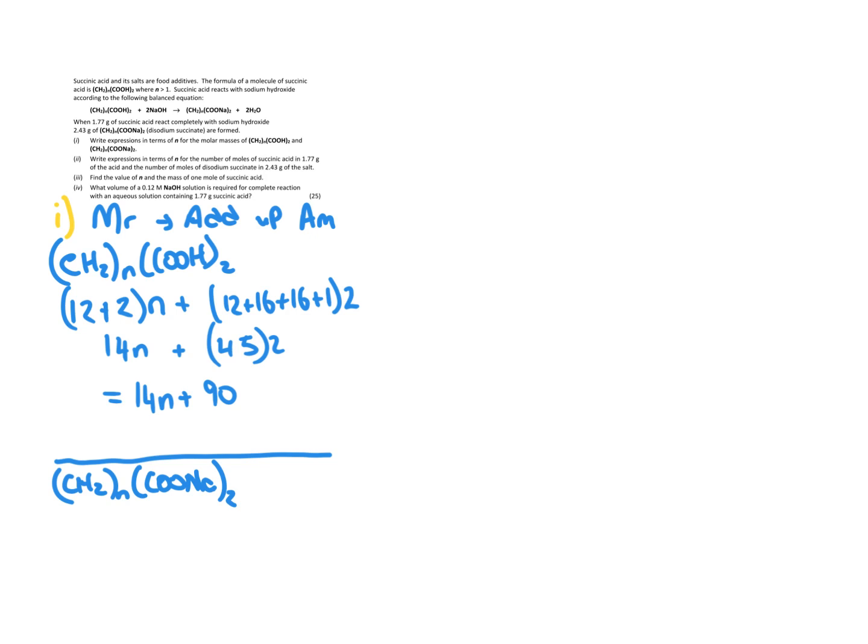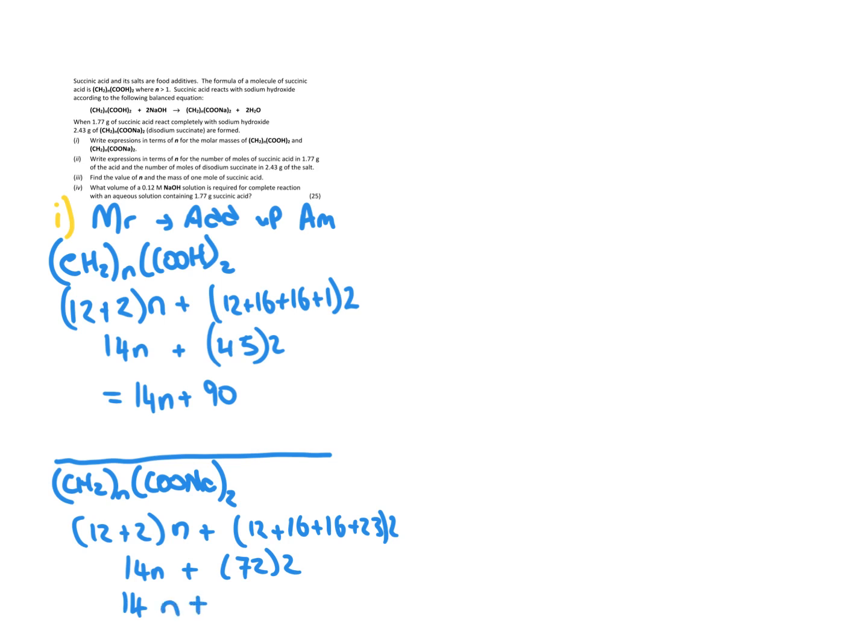So let's look now at the disodium succinate, which is our product. We're going to take the same process here. We've got 12 plus 2, that's times N, plus 12 plus 16 plus 16. Now it's plus 23 this time because it's sodium, and we multiply that by 2. So that's going to give me 14N plus 72 times 2. So my molar mass expression for my disodium succinate is 14N plus 134. So that is the answer to part 1.